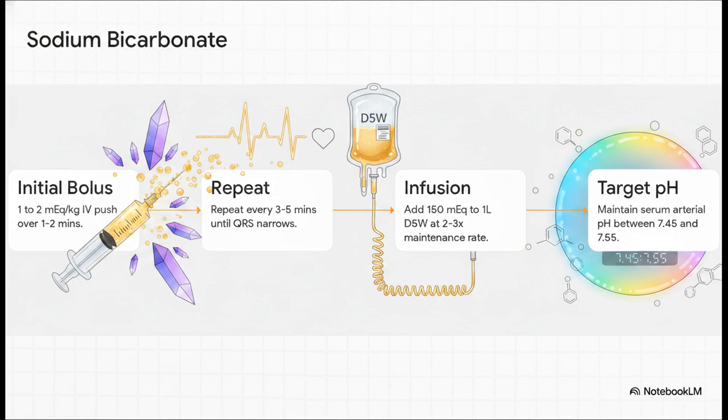You just repeat these boluses every 3 to 5 minutes until the QRS narrows below 100 milliseconds or their blood pressure improves. Then you start a continuous infusion, adding 150 milliequivalents to a liter of D5W, targeting a strictly maintained serum pH of 7.45 to 7.55.